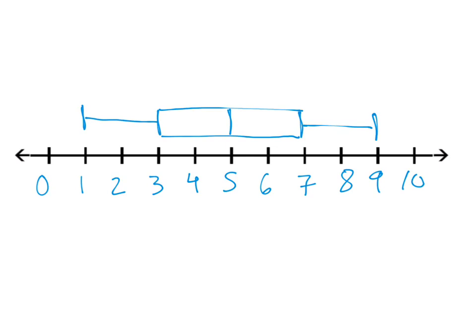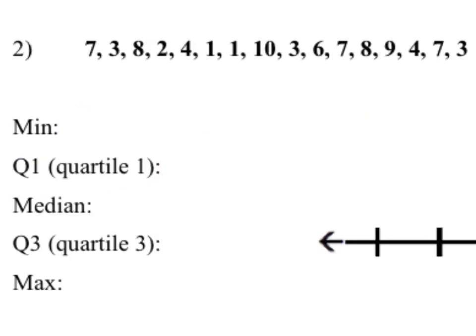Let's do one more, just so you can kind of check and see how things are going. Go to number 2. It's a slightly bigger data set, but go ahead and put it in your calculator and get the 5 number summary and make the box plot. See if you can do the whole process. Pause the video and do that.